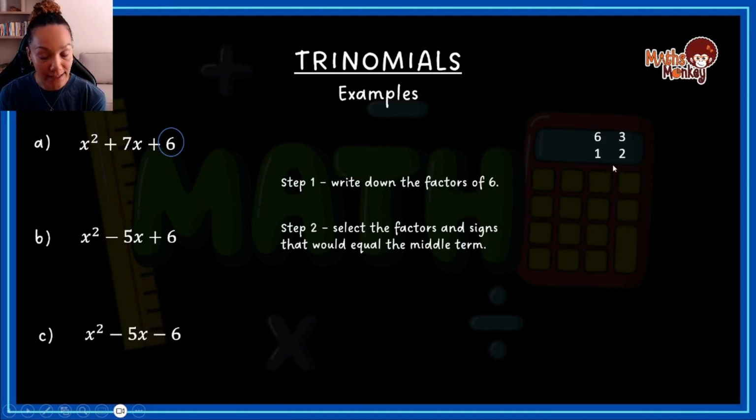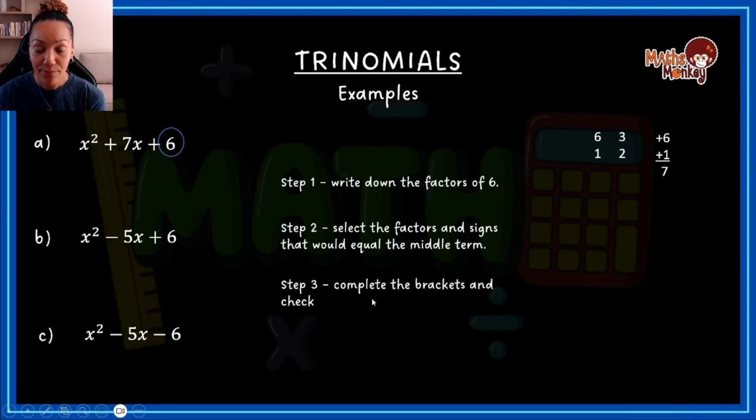So if I look at these factors, I see that with 3 and 2, if I can only add and subtract, I can't get 7. But with 6 and 1, I can, if I add them together, right? So essentially, if I add positive 6 with positive 1, I get positive 7, which is my middle term. So this here is essentially what would be the values in your brackets. So you'll open your brackets.